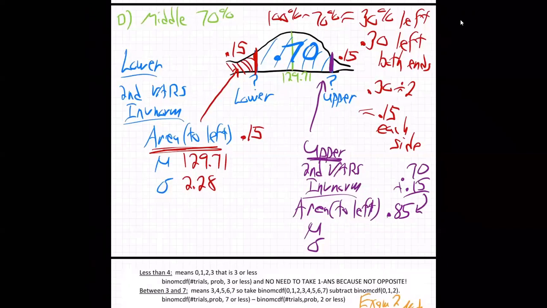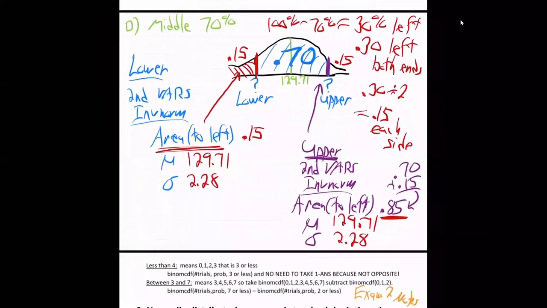And then same old mu, same old sigma, 129.7. You're just telling the calculator what the middle is, what the standard deviation is. But most importantly, you're telling the calculator how much area to the left. So you've got to find the lower and the upper separately. It's like two problems in one. Because for the lower, 15% of the candy bar is to the left. For the upper, 70 plus 15, or 85% of the candy bar is to the left. And that'll find you the upper value. So those are more tricky for finding lower and upper. There we go.